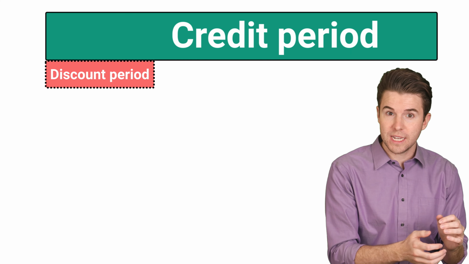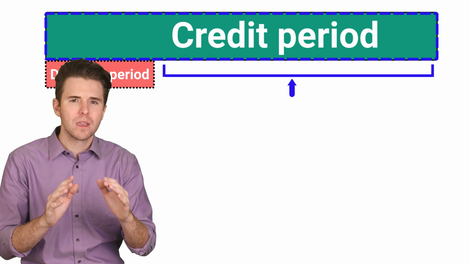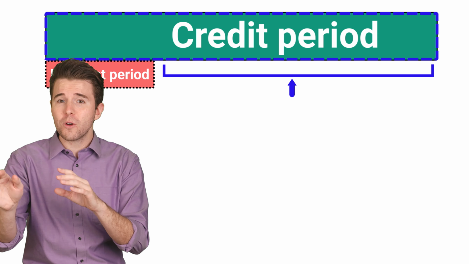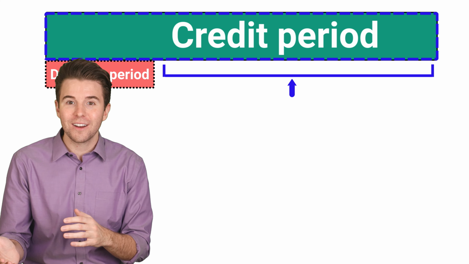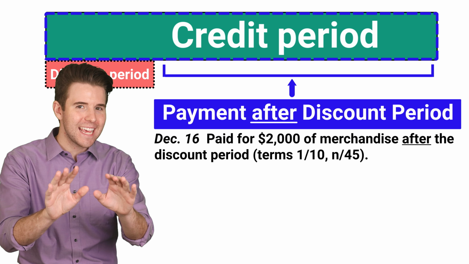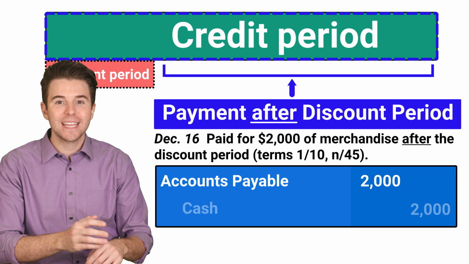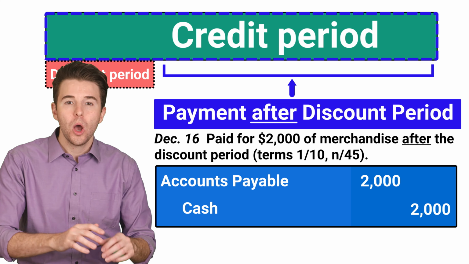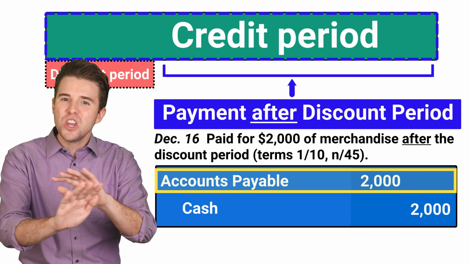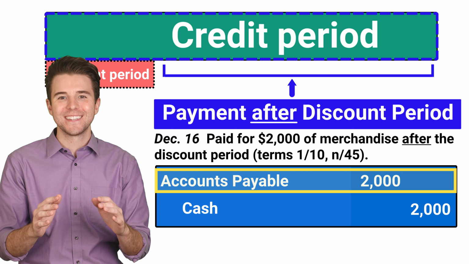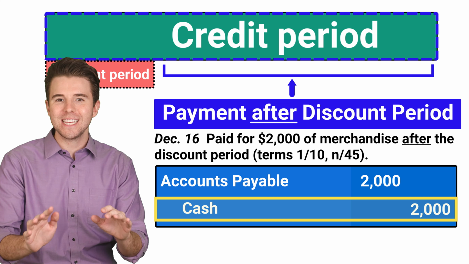If we don't pay within the discount period, we still have to pay within the 45-day credit period. Remember, that was the net 45 in our credit terms. So let's say we pay 45 days later on December 16th. In this case, we would debit accounts payable for $2,000 and credit cash for $2,000. We debit accounts payable for $2,000 because we have now settled the liability and no longer owe money for the merchandise. We credit cash for $2,000 because this is the amount we paid after missing out on the discount.